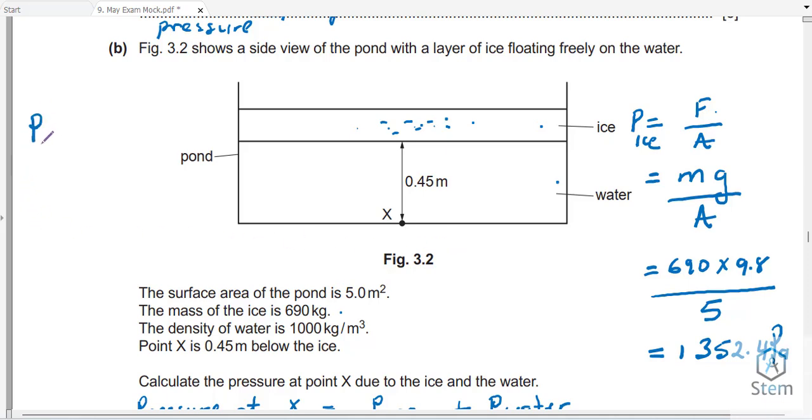How about the pressure due to the water? Let's say P water. To get the pressure due to the water, we are going to use h rho g. h is the depth of the water, which is 0.45. Rho is the density of the water, which is 1000. And g is 9.8. Punch in the calculator.